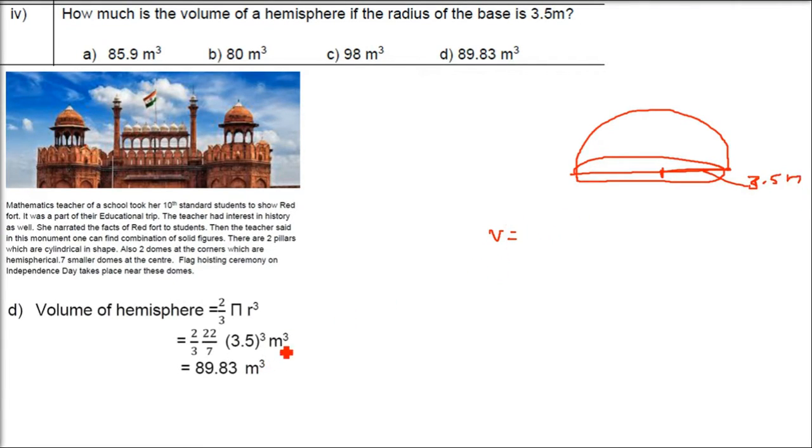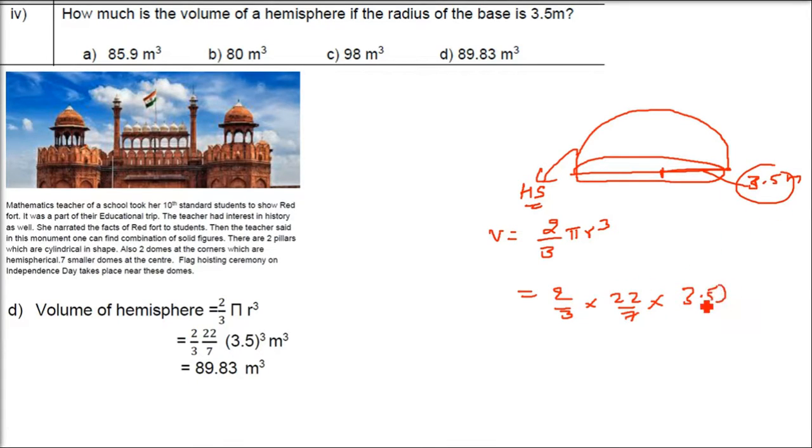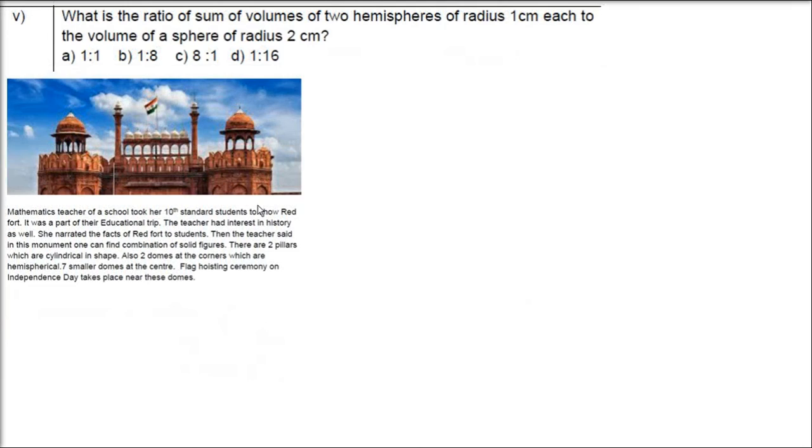Do you remember? I'll just tell you. It's 2 by 3 pi r cube. So 2 by 3 pi r cube. Hemisphere it is. So 2 by 3 into pi is 22 by 7, and r is 3.5, just cube it. When you compute it, it is going to be 89.83 meter cube. Now if you have done fourth, it's okay. You don't have to do this.